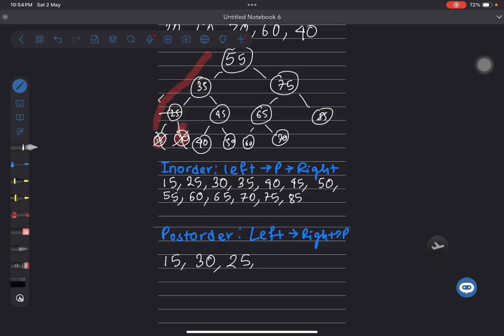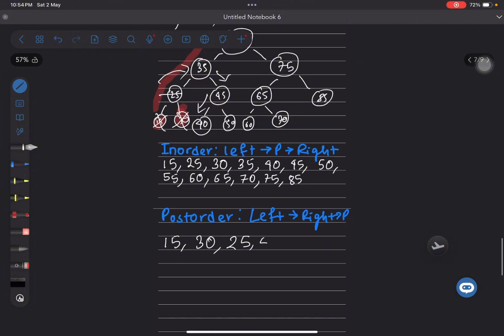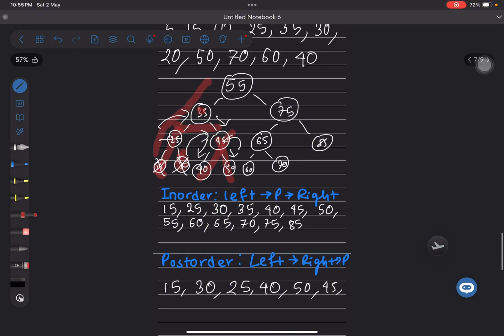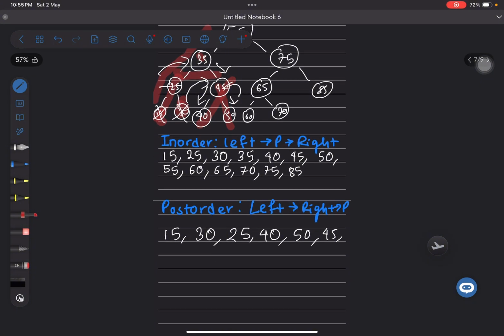25. Now what is the parent of 25? 35. But we don't hit the parent, we hit the right side, and then we see if there is any left. Yes, there is a left, that is 40. And after 40 we have to hit the parent, but we have to go to the right side first. So 50, and after that we finally write the parent, which is 45. Now this side is done, this side is also done. Now only we can hit the parent, which is 35. So we write 35 over here.